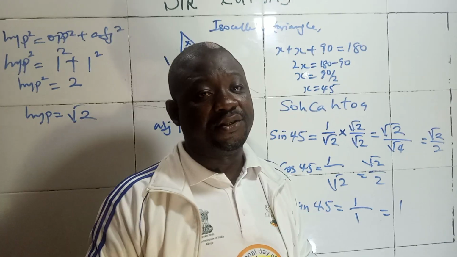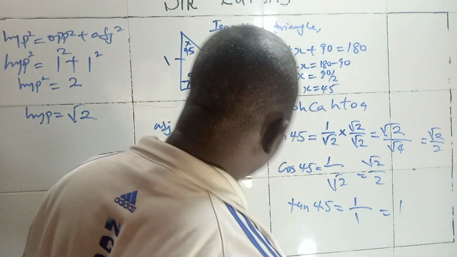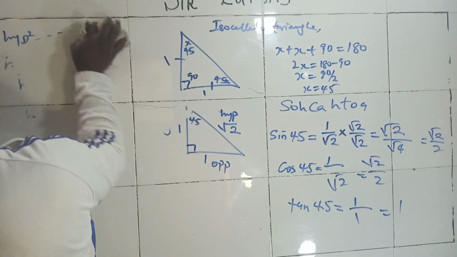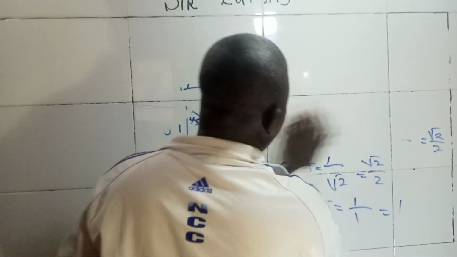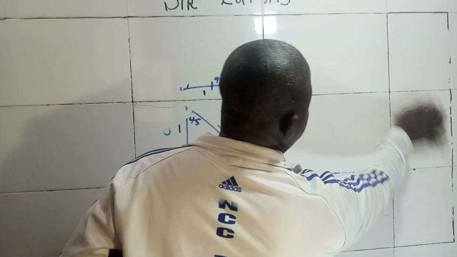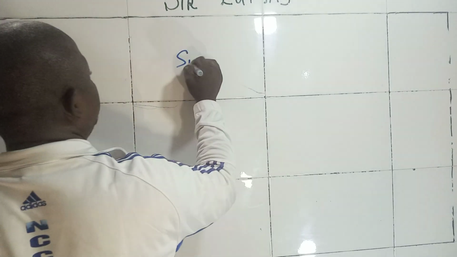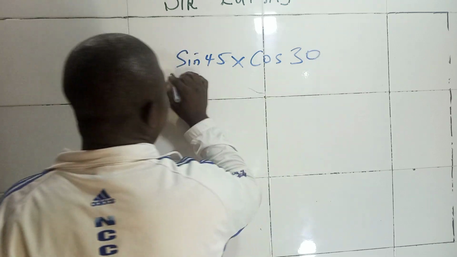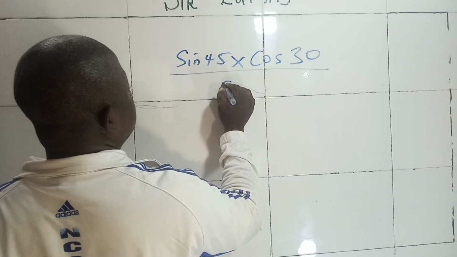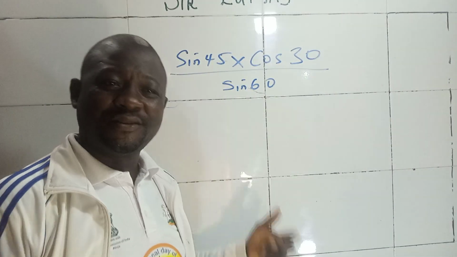That's why when you write JAMB, they'll tell you to solve without using the four-figure table. Let me even give us this as an exercise to do, so you can drop the solution in my box so that we can join it together. If I have sine 45 times cos 30 all over sine 60, they can give you this that you should solve. It's very simple.